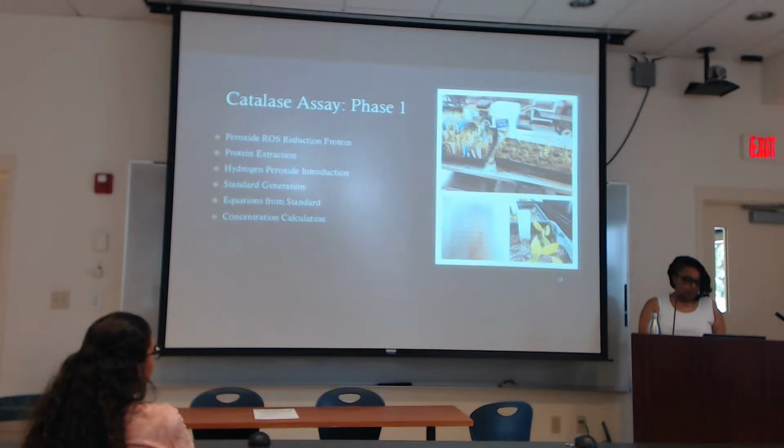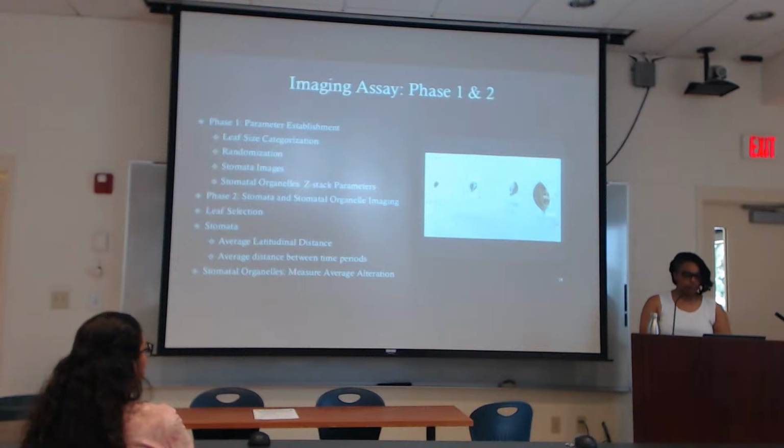We did this by extracting leaf protein from our phase 1 plant samples. We introduced hydrogen peroxide into the mixture, and then the catalase that was in the sample was able to reduce that peroxide to water. And we introduced a dye that interacted with the remaining peroxide, and we were able to use those numbers to calculate the concentration of catalase in the sample.